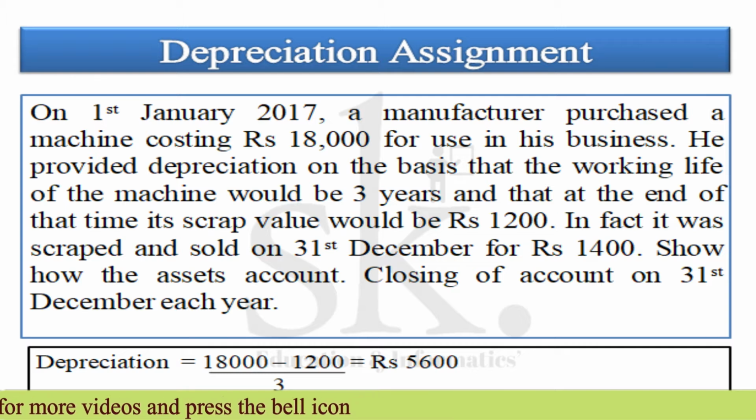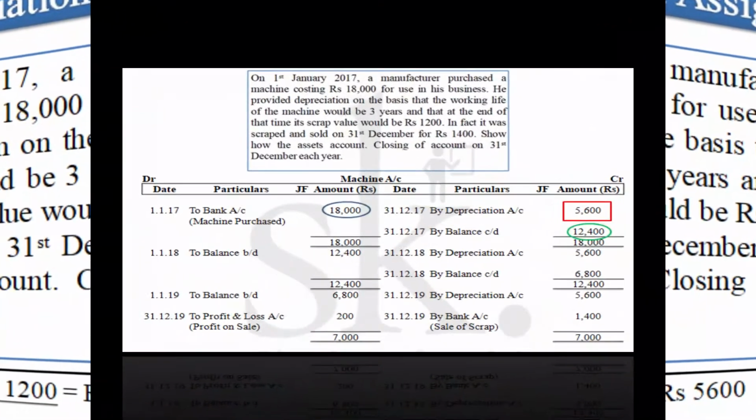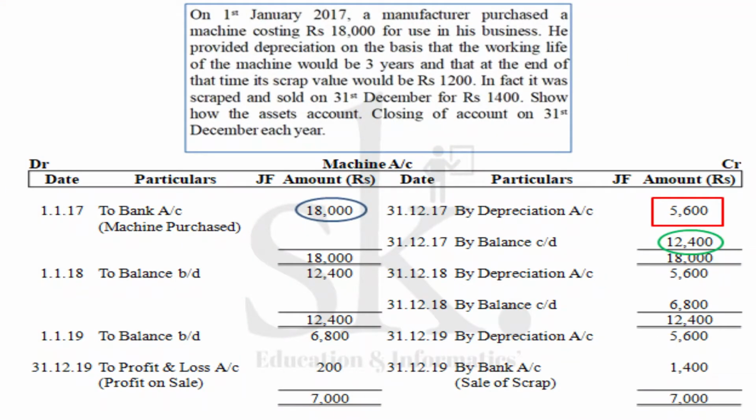Now, as per the problem, on 1st of January 2017, the manufacturer purchased a machine costing rupees 18,000. So the journal entry will be machinery account debit to bank account. The amount is rupees 18,000. Now, kindly note that he has sold the asset on 31st of December after 3 years for rupees 1,400. Therefore, we need to consider the sale of the asset in the third year. So for the first year, we don't have any sale.